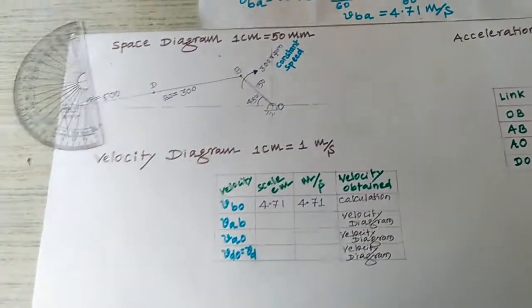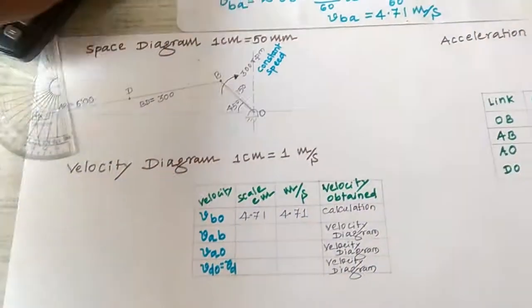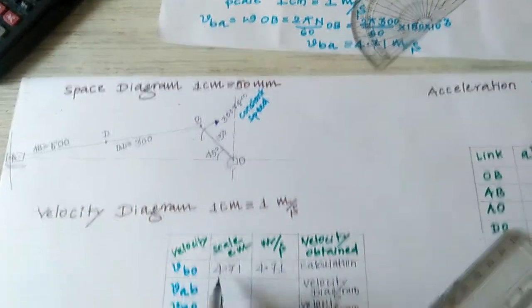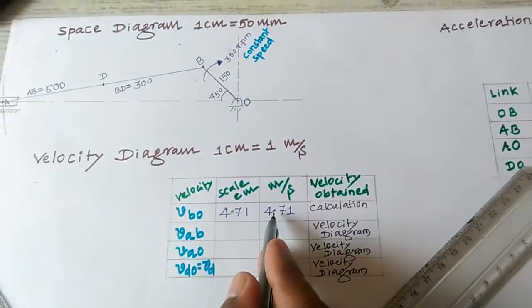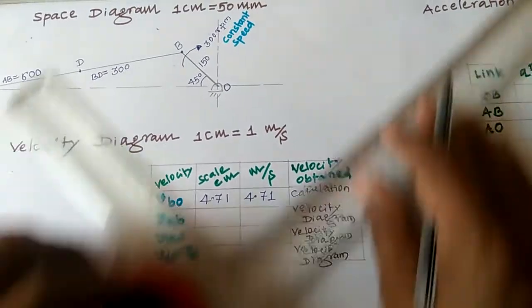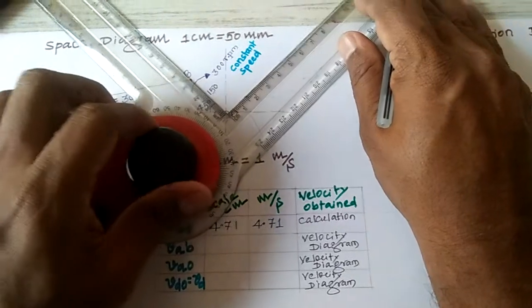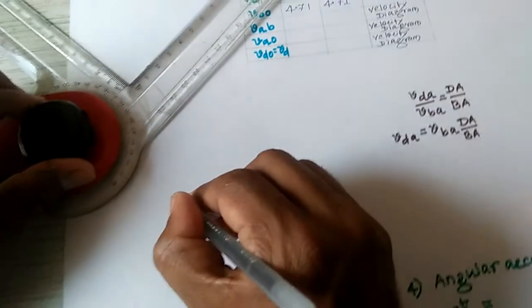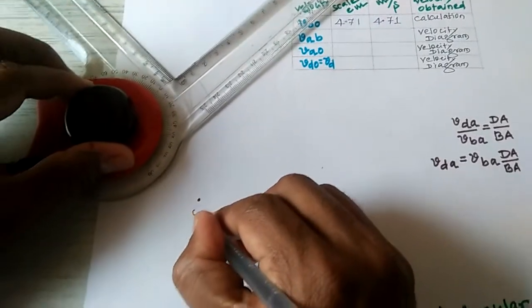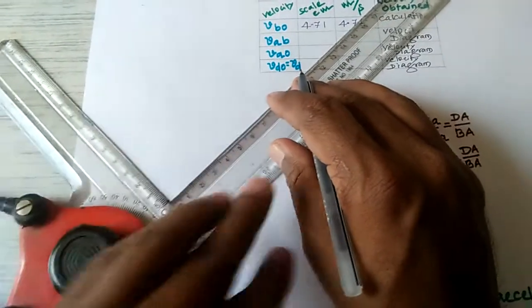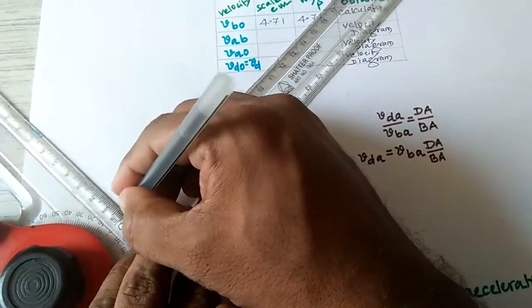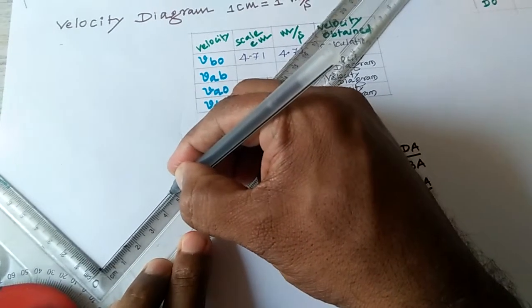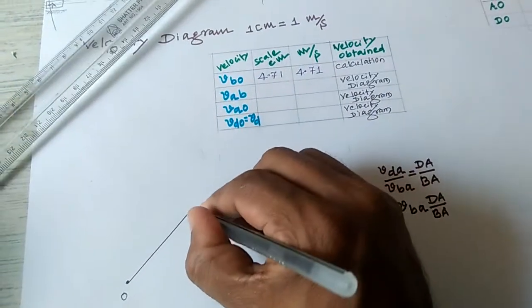I have explained this in the previous example also, so I will draw a little bit fast. I will draw first. Taking the scale, you take 4.71 meter per second. You have to draw the perpendicular to that. This is a fixed point, that is O. Then you draw the perpendicular at a distance of 4.71. I drew 4.71 here. This is point B.